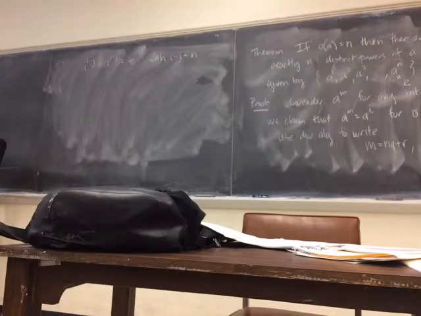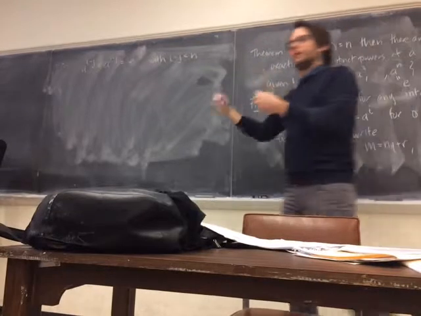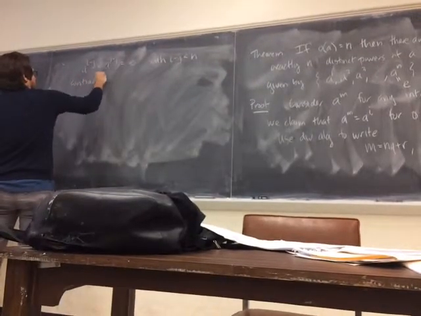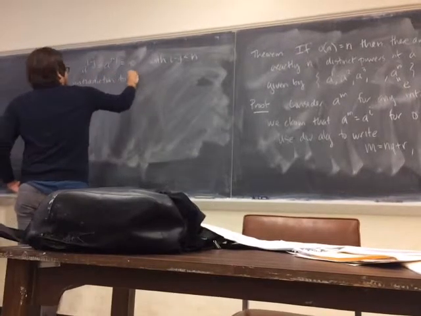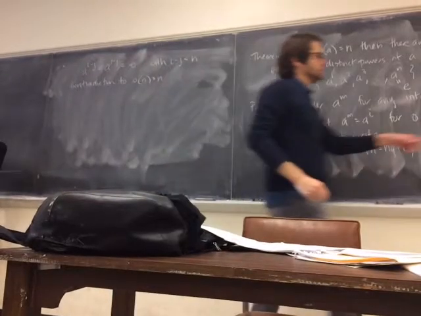What does that contradict? That would mean the order was less than n. Right, so that's a contradiction. The order of a is n, so that's the smallest power. We just cooked up a smaller power that was the identity. This is a contradiction to the order of a equals n. And hence we got what we wanted.